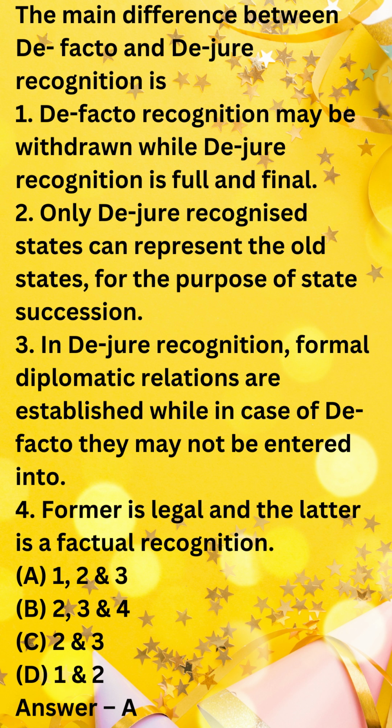The major differences between de facto and de jure are: 1. Factual recognition is known as de facto, whereas legal recognition is known as de jure. 2. De facto is temporary. It is not permanent like de jure. It is a temporary and provisional recognition which can be withdrawn. De jure, which is a legal recognition, is a permanent recognition and it cannot be withdrawn.